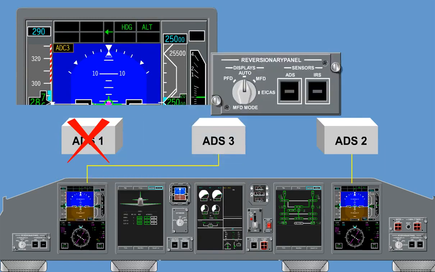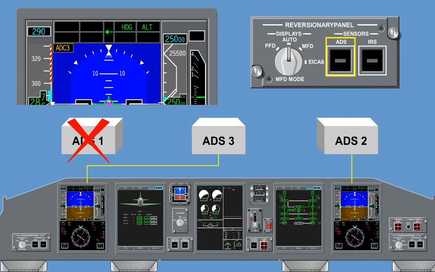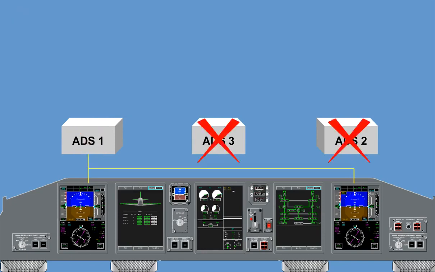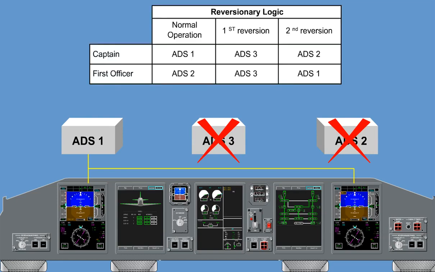In addition, the pilot can select one of the two remaining ADSs for the associated PFD's air data display. For one or two ADS failures, the reversionary logic for the captain and first officer PFDs can be seen in the following table.